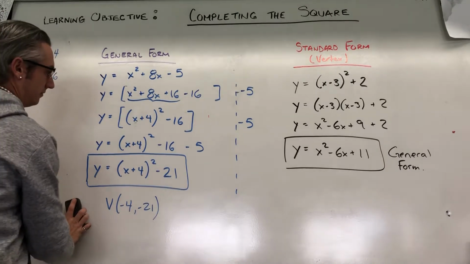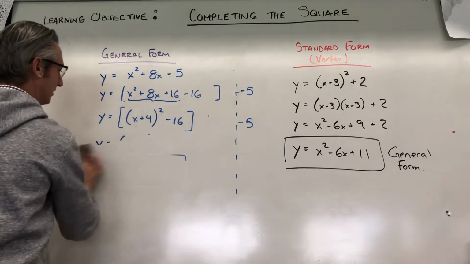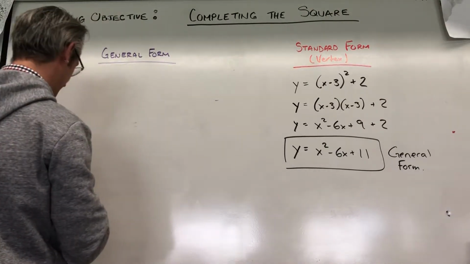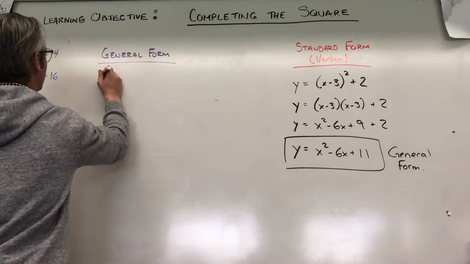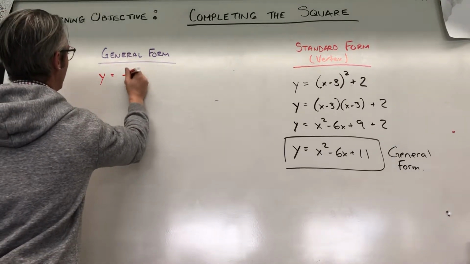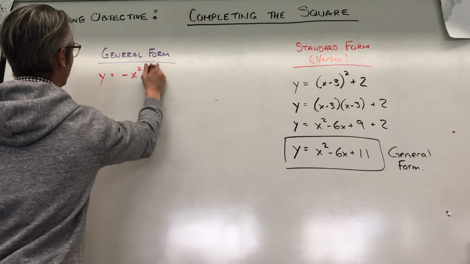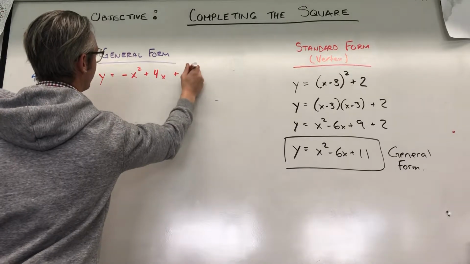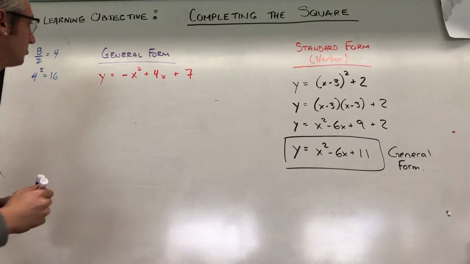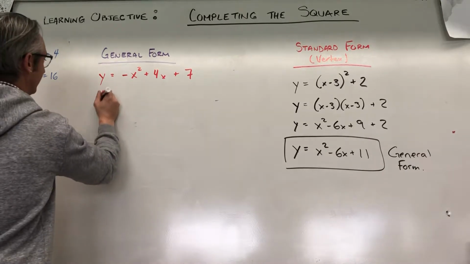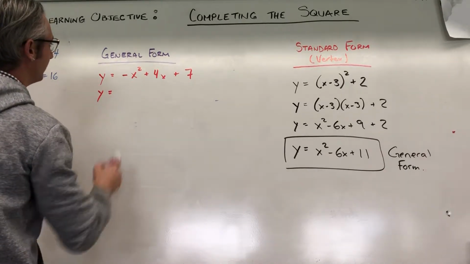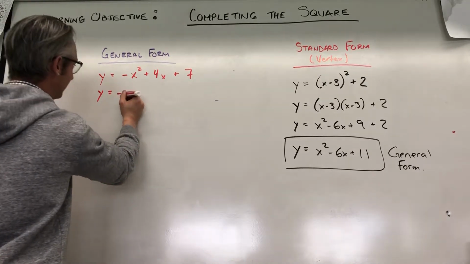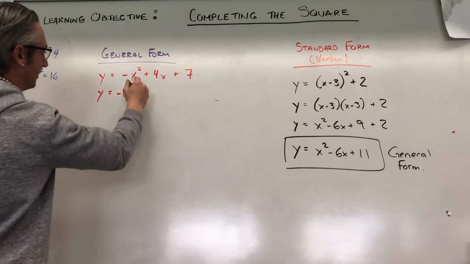Okay. So what happens if I have a negative at the beginning? So let's say I have negative x squared plus 4x plus 7. Well, how do I treat this? Very similarly. So the first thing I do is I don't want anything in front of my x squared. So I'm going to pull out anything that's in front of my x squared. In this case, it's just a negative, aka a negative 1.